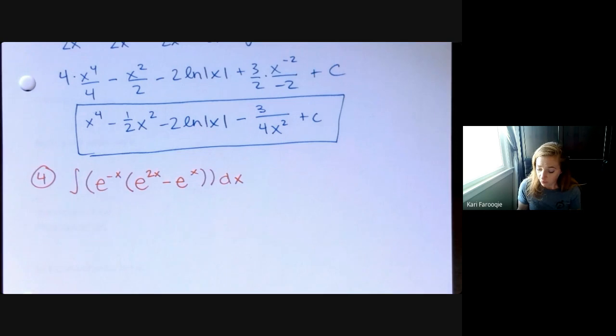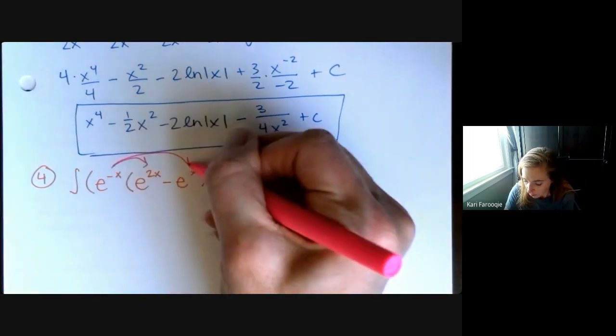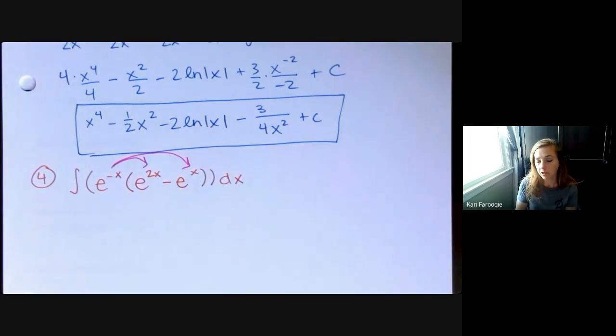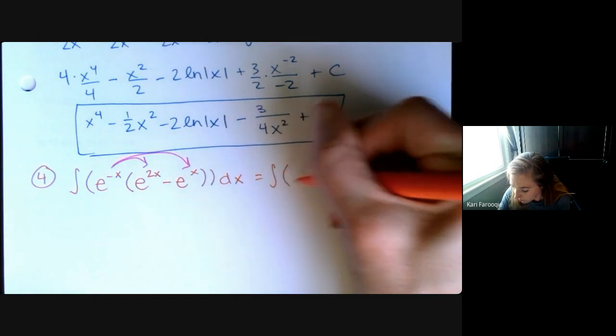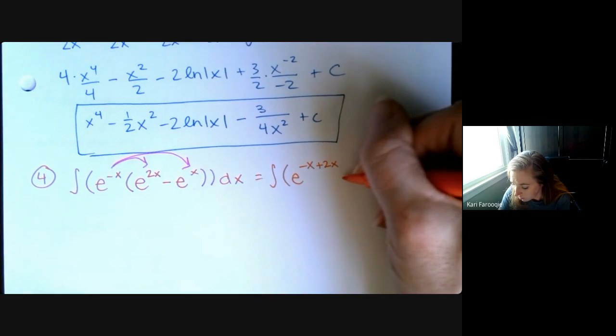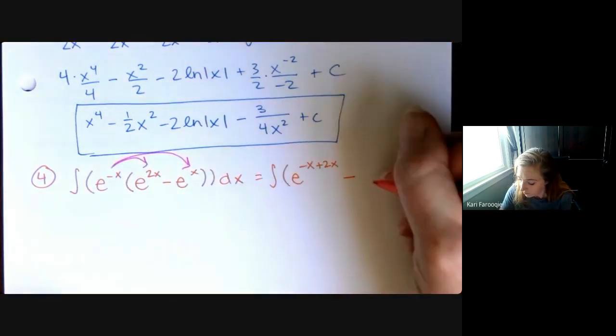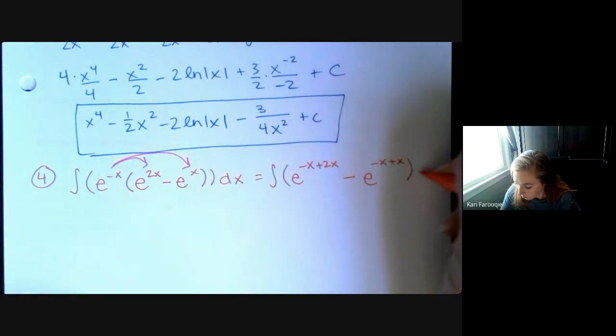All right. Remember we said that we cannot just integrate over a product of functions. I'm going to have to simplify this by distributing. So let's go ahead and say we're going to distribute here into the parentheses. When I do that, when I multiply with the same base, I add the exponents. So this is going to look like e to the negative x plus 2x minus, keep the same base, add the exponents.